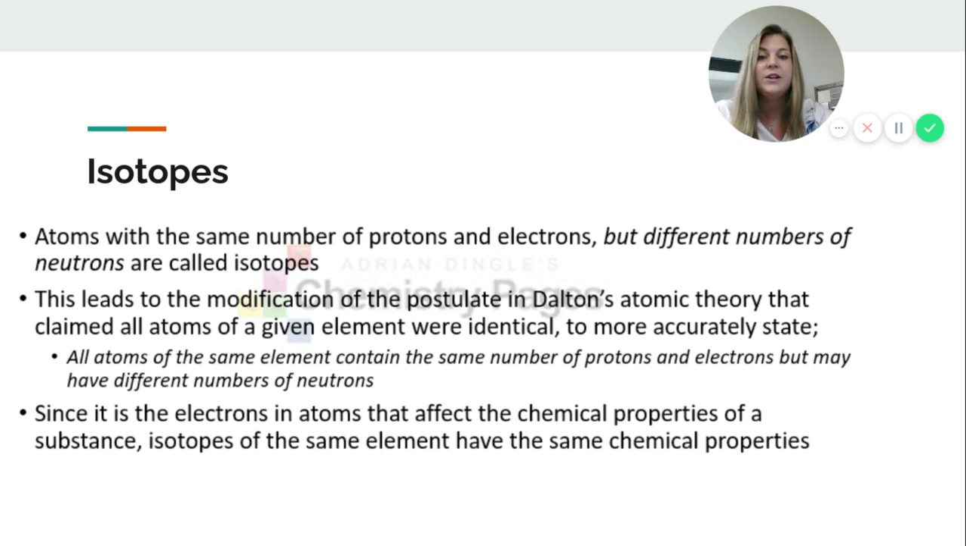Okay, because of this, they're going to have the same chemical properties. Okay, they're going to react the same. They just have slightly different masses because of those neutrons in the nucleus. Right. So when you think mass spec, think isotopes. When you think isotopes, think one element, different masses.